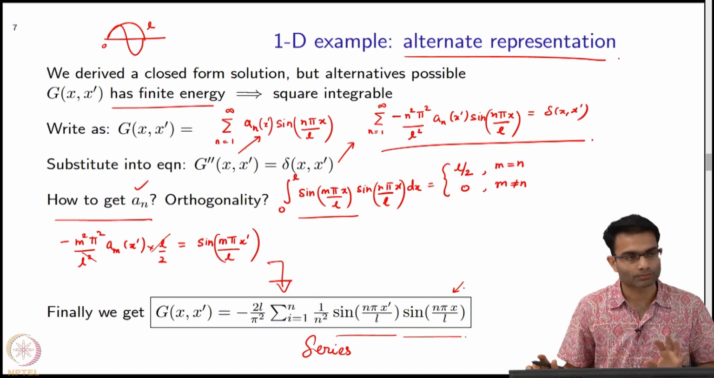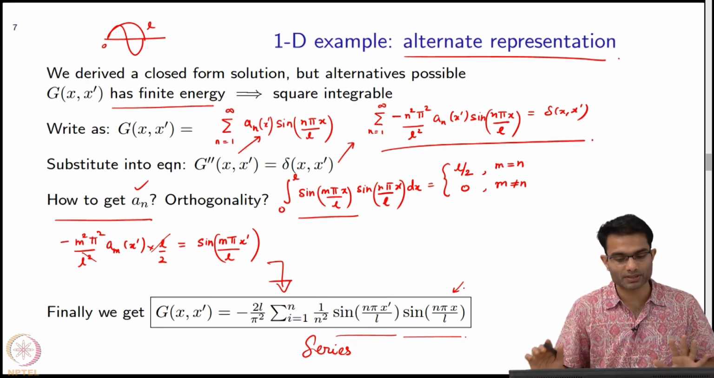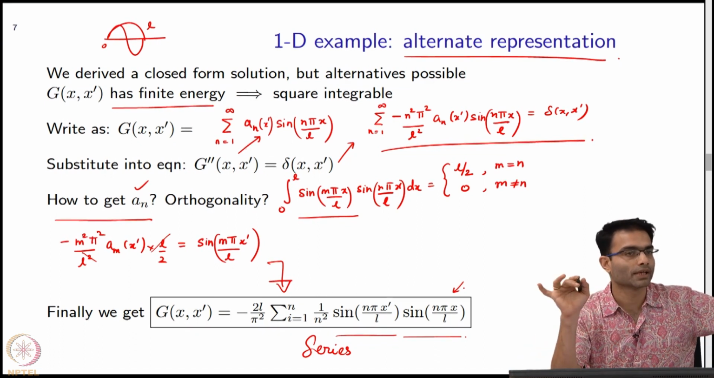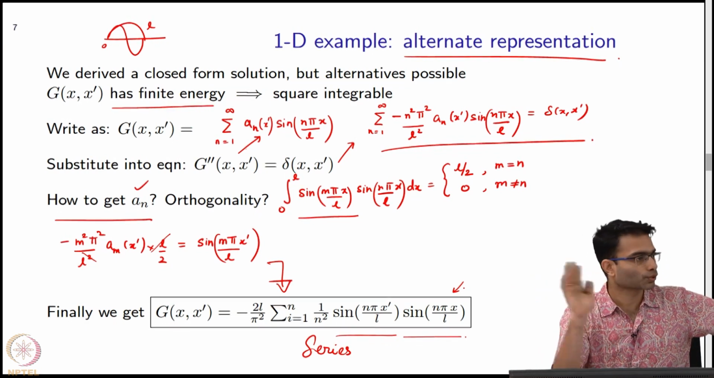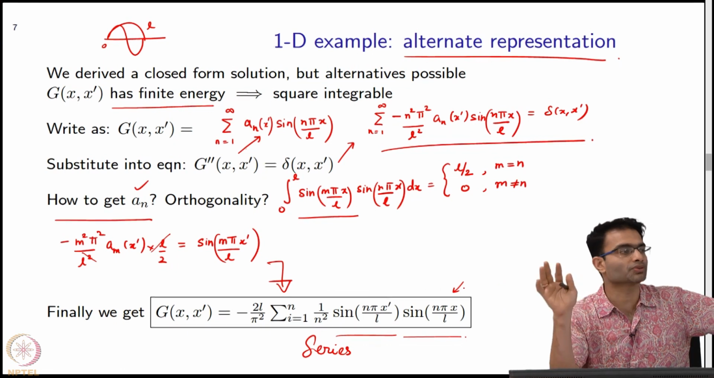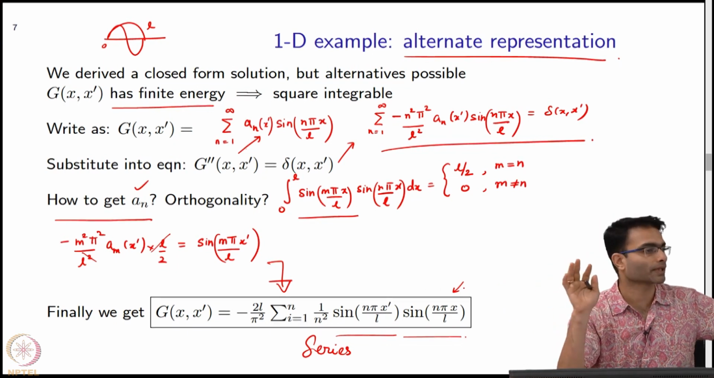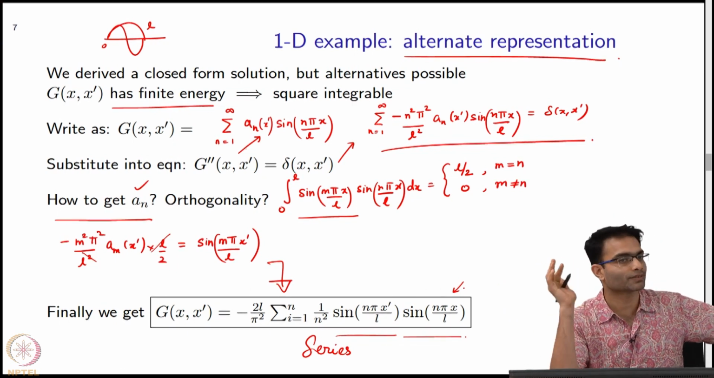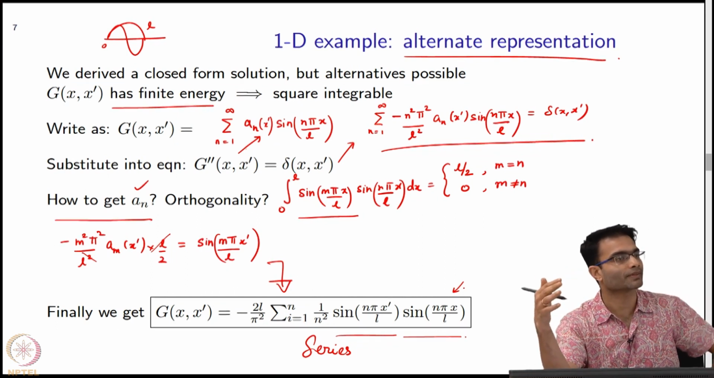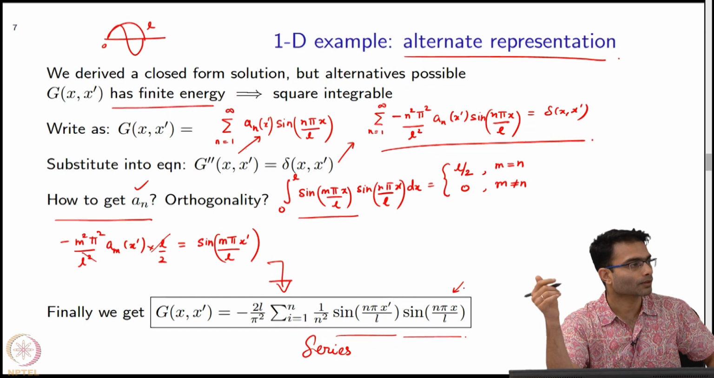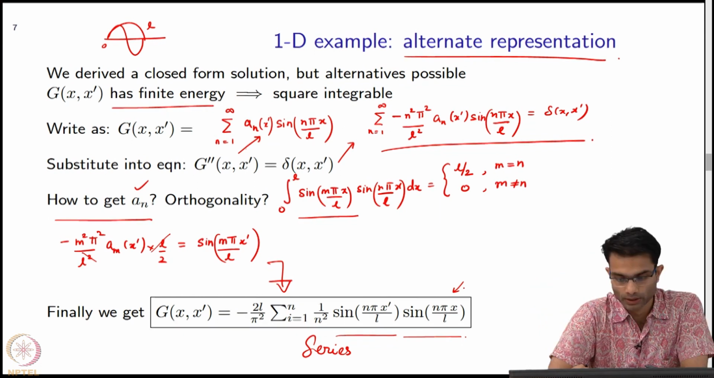Okay. But the take home message from this final slide is that Green's functions can have multiple representations, closed form or series. You should choose that form depending on the problem at hand. Okay. Basic idea is we want to reduce the calculations. So, whatever helps us achieve that. Okay.